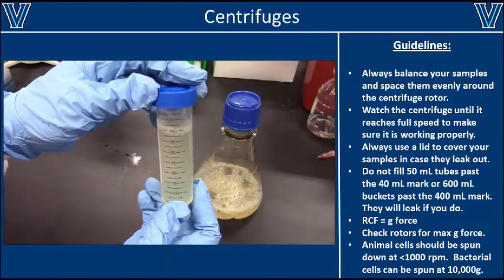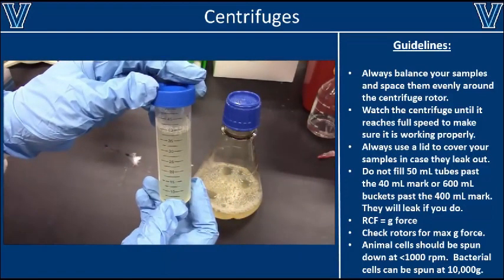This is because tubes and buckets do not have perfect seals. Therefore, when they're spun at high speeds, they can leak out if they're overfilled. So to prevent making a huge mess that you have to clean up in the centrifuge, only fill up 50 ml tubes to 40 ml and fill 600 ml buckets to around 400 ml.